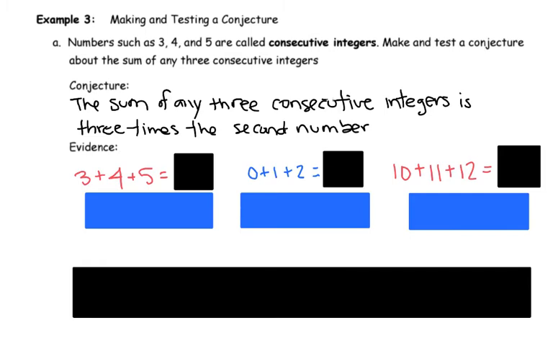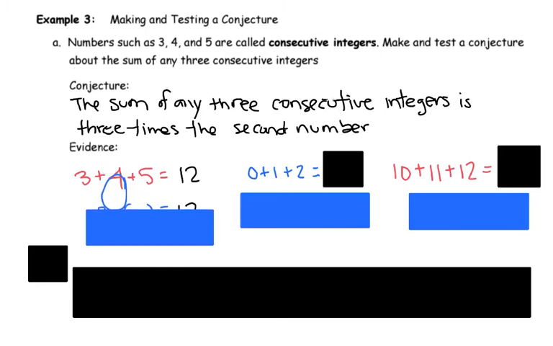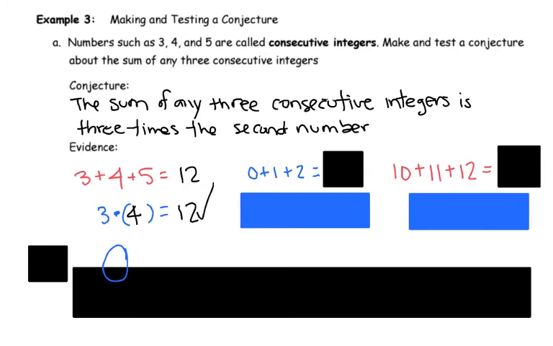Now, my evidence. Let's actually work this out. 3 plus 4 plus 5 equals 12. And I'm saying, based on my conjecture, that the sum is always going to be 3 times the second number. In this case, 4 is the second number. So if I take 3 times 4, do I get 12? Yep, so far so good.